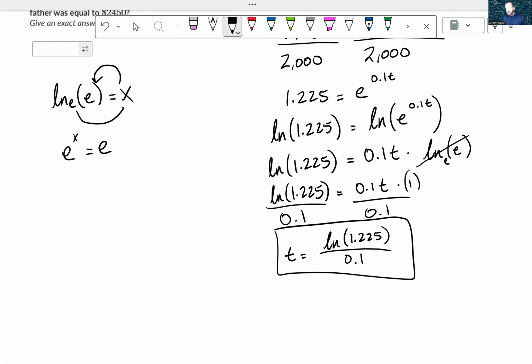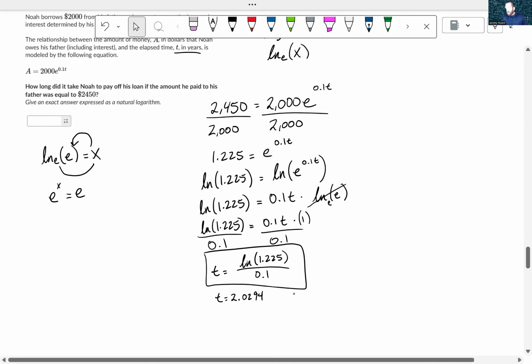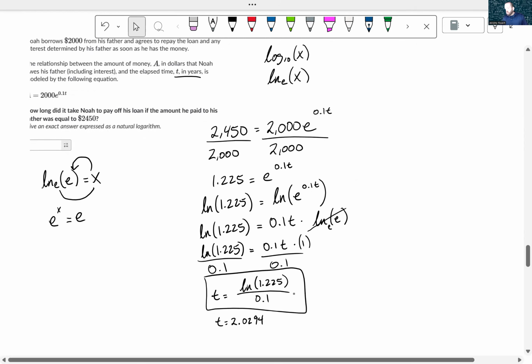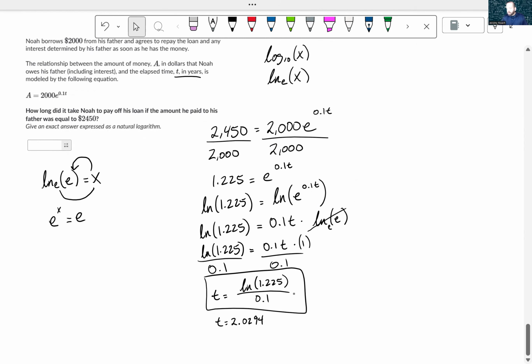But let's just make sense of this just for a moment here. So we'll find what an actual value of this would be. So we calculate ln of 1.225 and then divide that by 0.1. And we get t equals 2.0294. So that's how many years that it took Noah to pay back the $2,450.